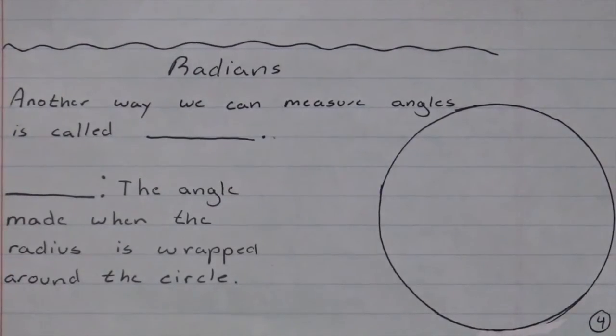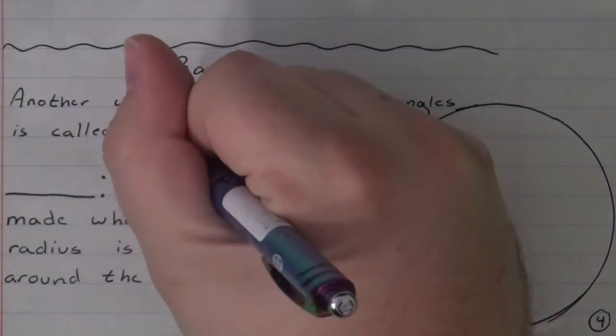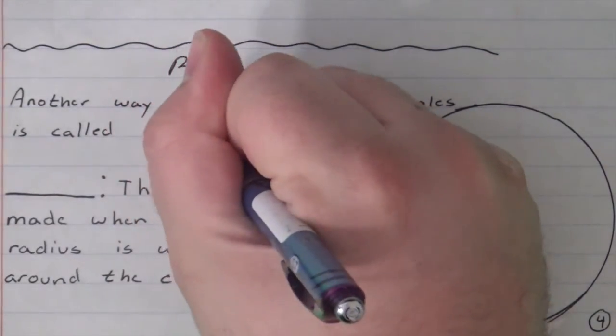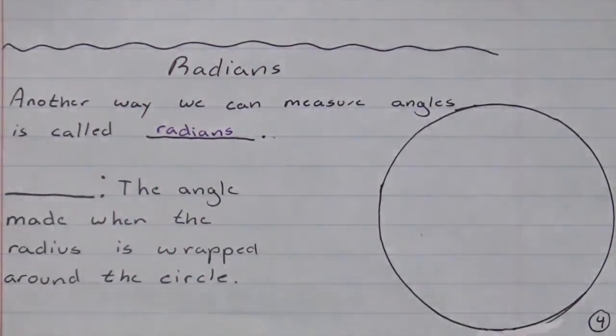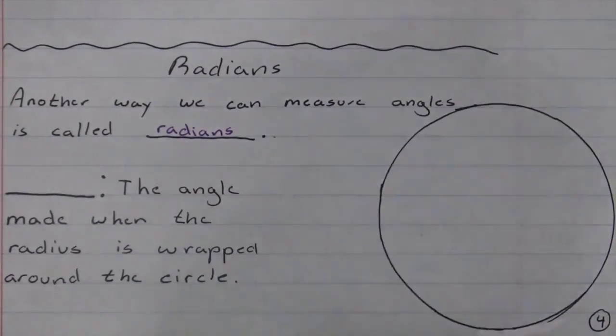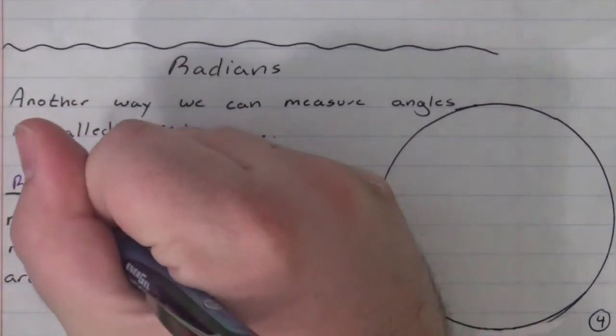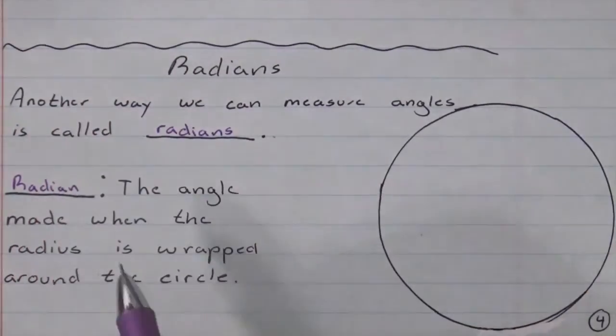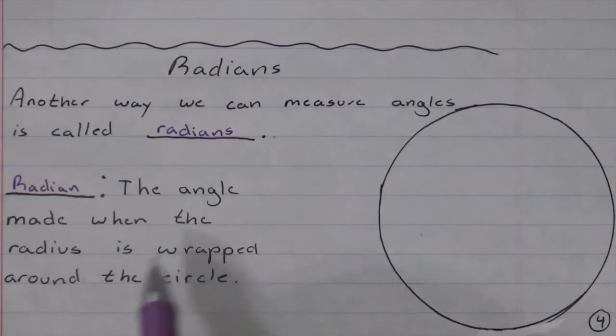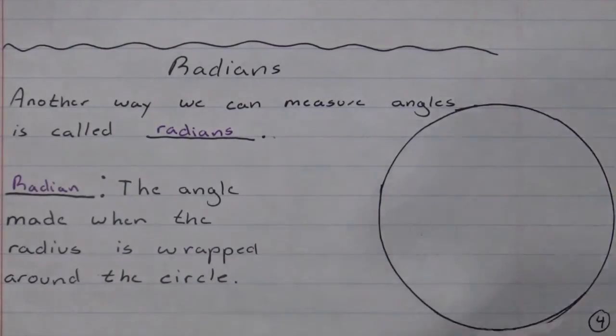Alright. So, we've talked about degrees, and I've told you before that there's another way that we can measure angles, and it's called radians. So we can measure how many radians an angle has. And basically, our definition of a radian is this. A radian is the angle made when the radius is wrapped around the circle. So, you're probably saying, huh? Alright, so let's go back to some basic geometry.